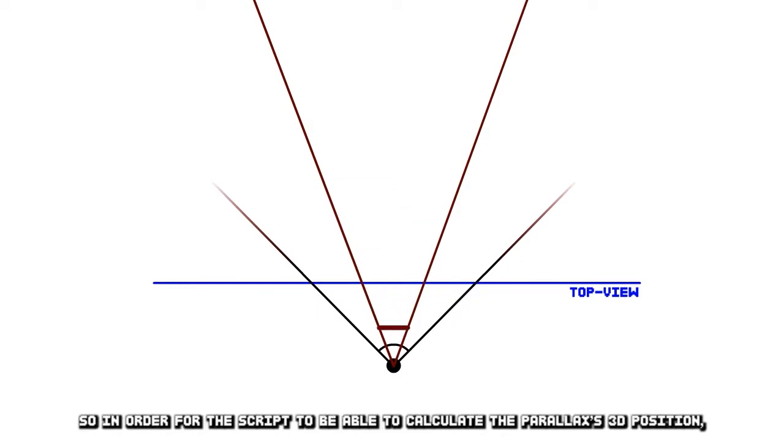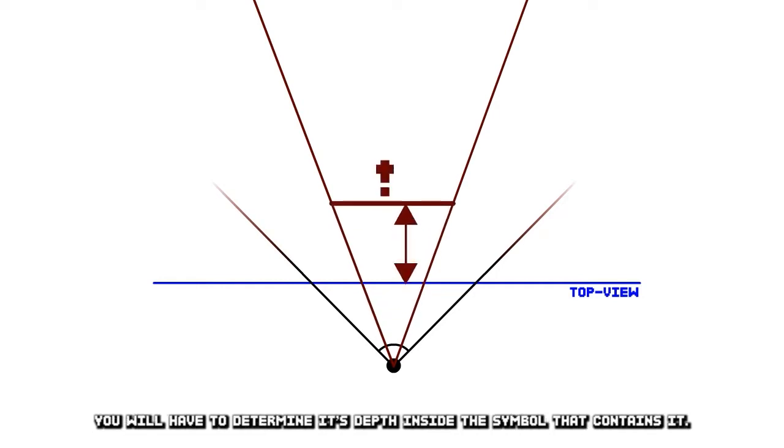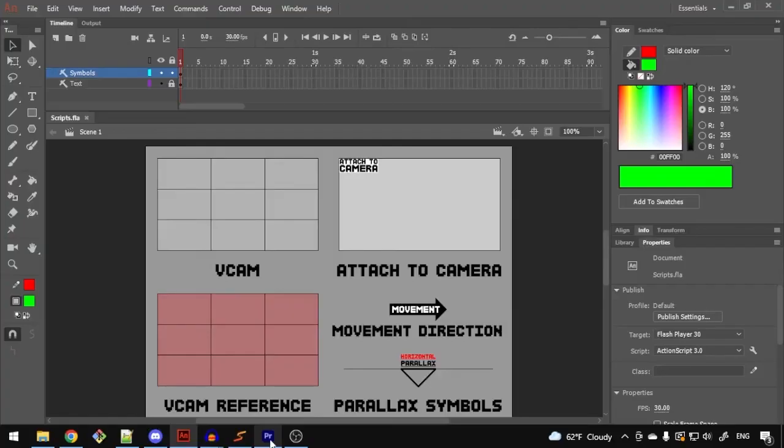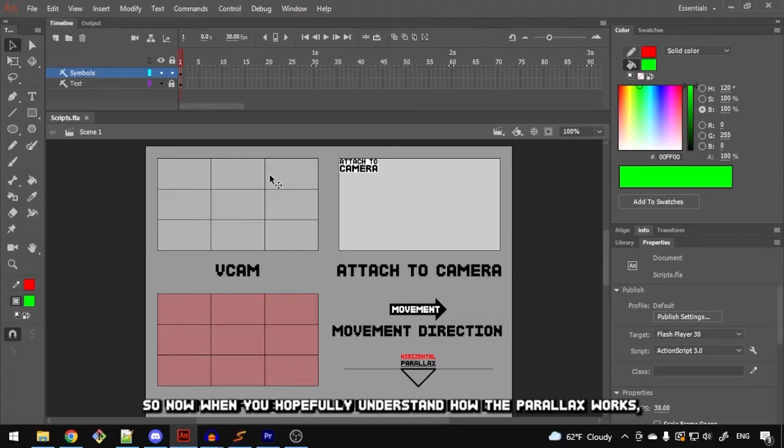So in order for the script to be able to calculate the parallax's 3D position, you will have to determine its depth inside the symbol that contains it. So now when you hopefully understand how the parallax works, let me introduce you to the scripts.